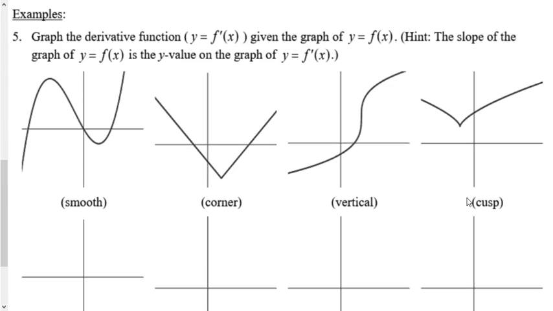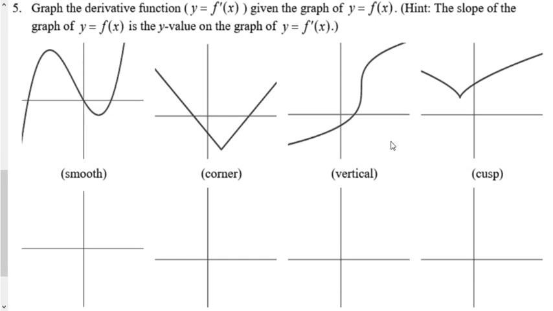Here we have 4 different functions that were given, and we want to think about what the graph of the derivative of these functions looks like. Here we want to graph the derivative function given these original functions y equals f of x. And I've given you a hint there, similar to what we did in the previous question. The slope of the graph of the original function is the y value on the graph of the derivative function.